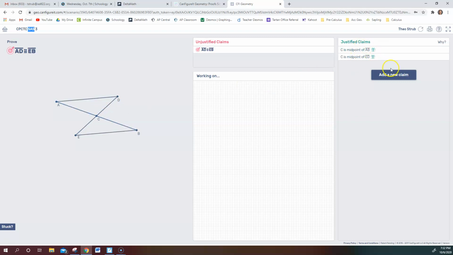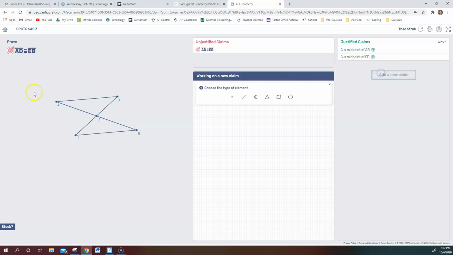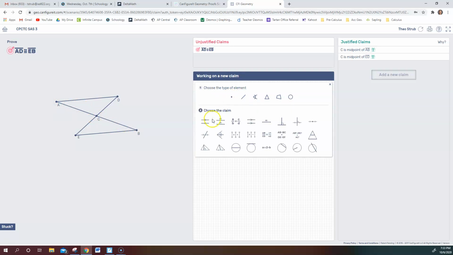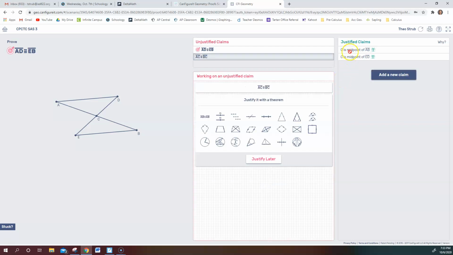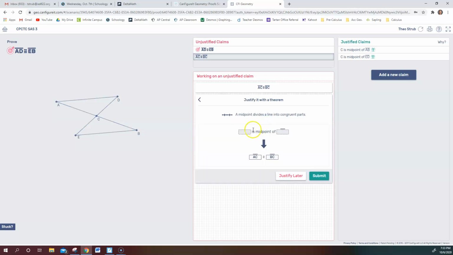They're given. So I'm going to make a new claim using the first one. C is the midpoint of AB. So here's AB. If C is the midpoint, then I know I have two congruent sides. So I'll go to side, congruent segments, and I'm going to say which sides. I want AC congruent to BC. Click claim. Now confirm. Why do I know that? The definition of midpoint.